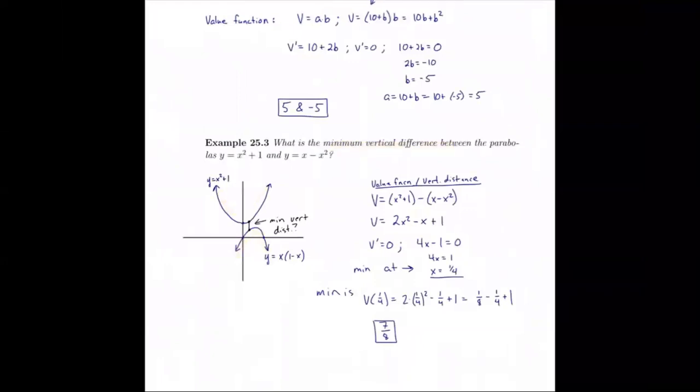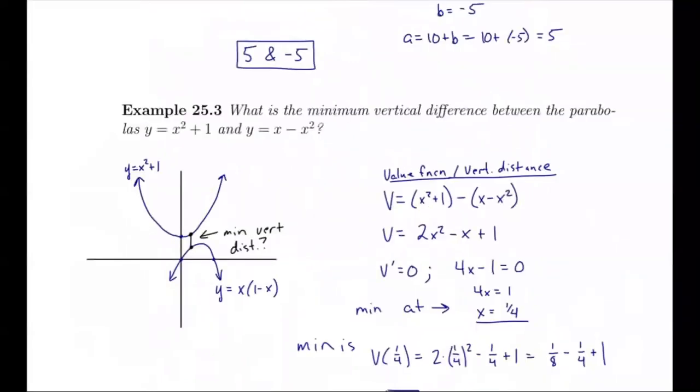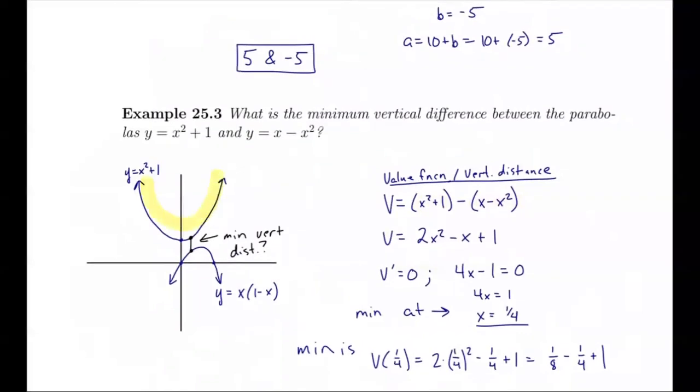Well, the vertical difference between two parabolas or two functions is the difference of those two functions. So our value function is simply the upper parabola minus the lower parabola. Here's the upper one, here's the lower one. So there we have it. Upper and lower, and then simplify this expression. We combine like terms to get 2x squared minus x plus 1. Now we want to optimize this.